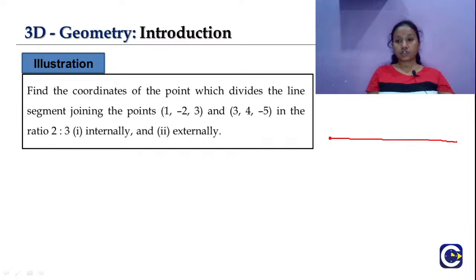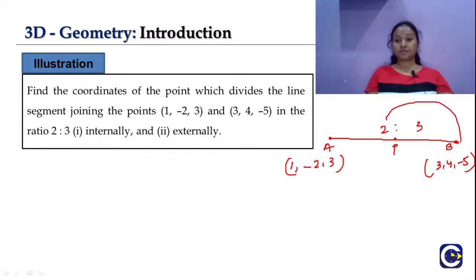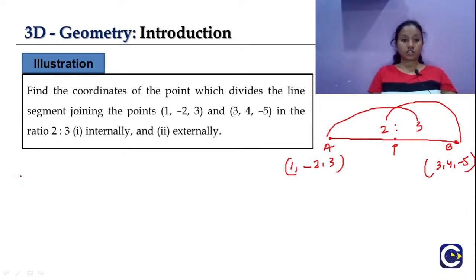For external division, same points and the same ratio. Point B, ratio also the same, 2:3. But it's an external division here. So let's do it for external division.